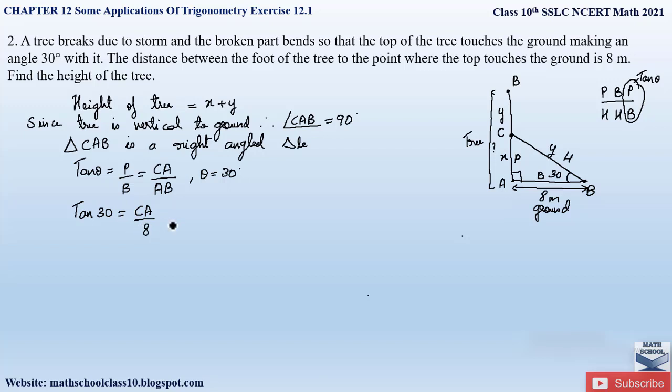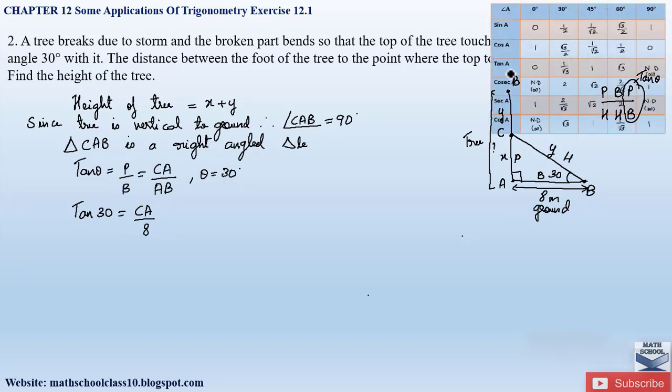And what is tan 30 from our trigonometric table? Tan 30 is equal to 1 by root 3. So let us substitute here. 1 by root 3 is equal to CA by 8, or cross multiplying we get 8 is equal to CA root 3, or CA is equal to 8 by root 3. Right, this CA value is nothing but equal to x. So we found out the x value.